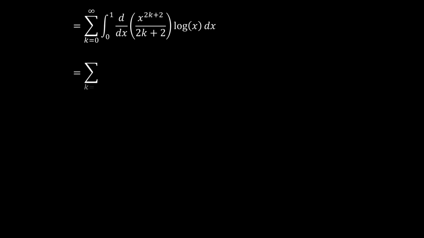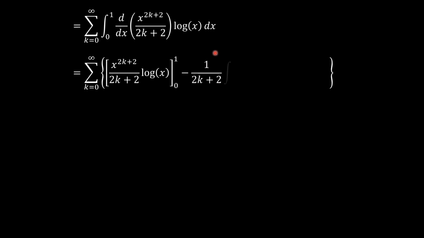So the next thing is, the product uv is going to be x to the power 2k plus 2 over 2k plus 2 times the natural logarithm of x, minus, we can pull the constant out, 1 over 2k plus 2 times the integral from x equals 0 to x equals 1 of the derivative of the natural logarithm of x, that's the derivative of v, times u, which is x to the power 2k plus 2. Obviously, this constant here was just pulled out for convenience sake.